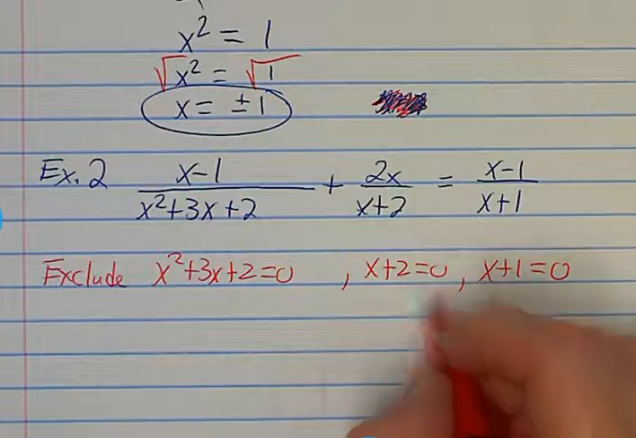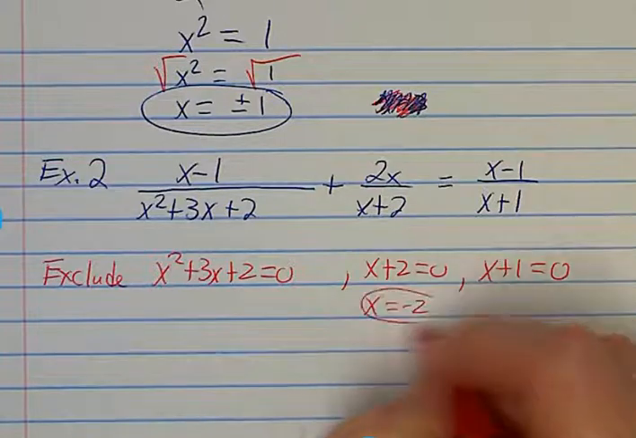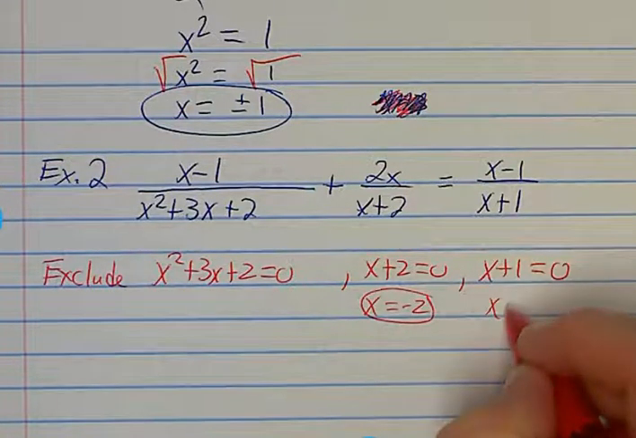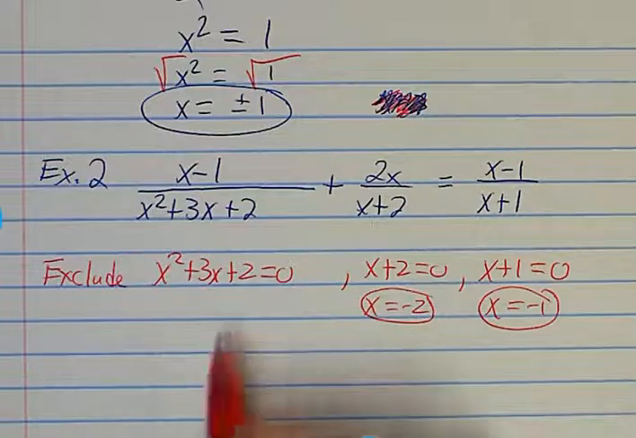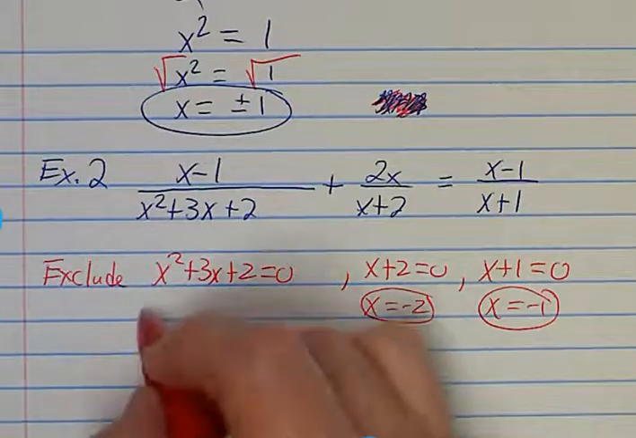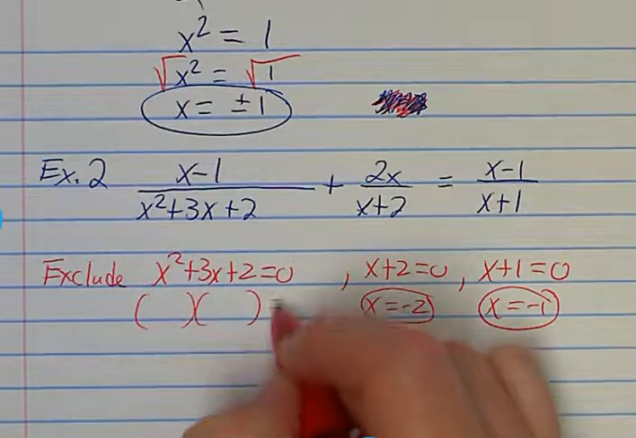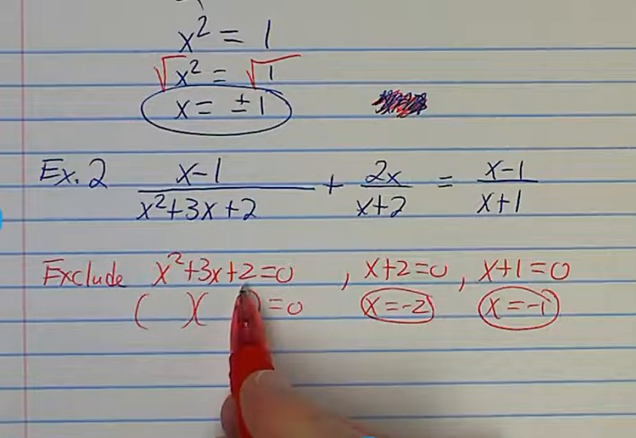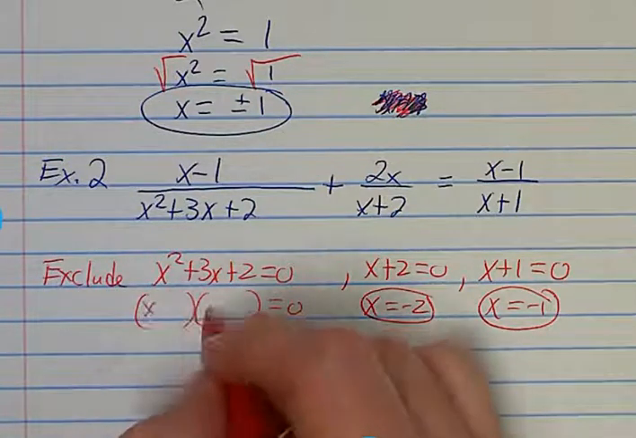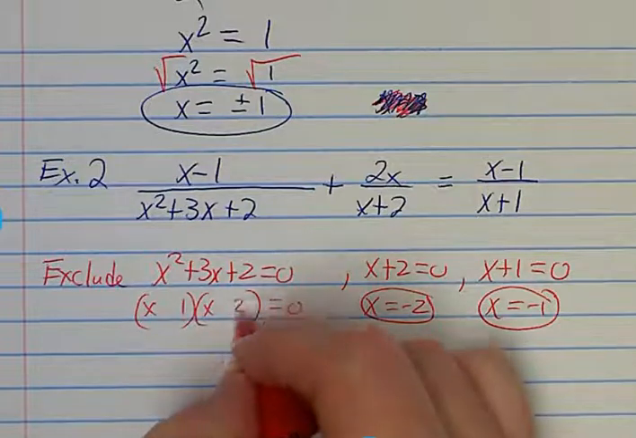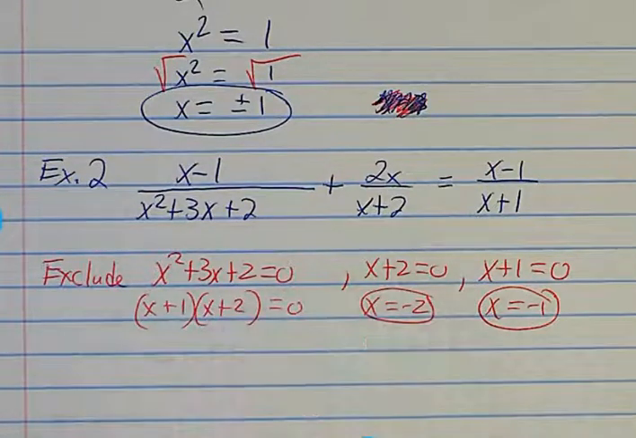This one's pretty easy. Just change that by subtracting 2 on both sides. This one you subtract 1 on both sides. And this one you do have to factor it. But the good thing is, you're factoring 2. There's only one way to factor 2. It's got to be 1 times 2. It's all positive, so that means that they're all positive.